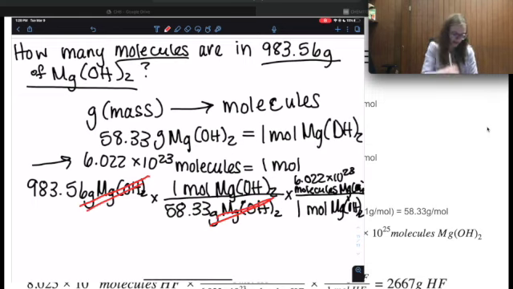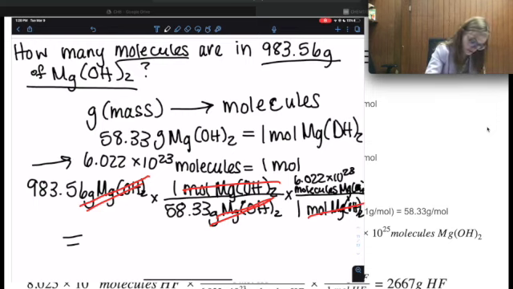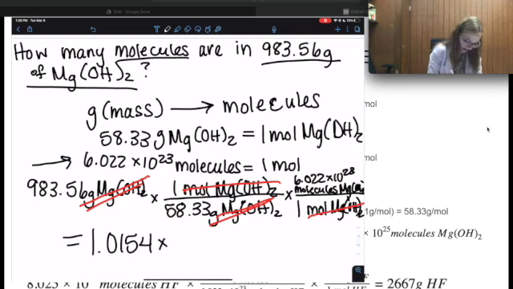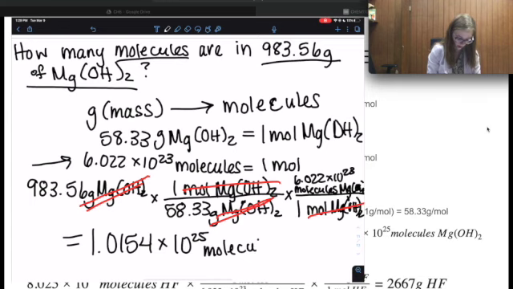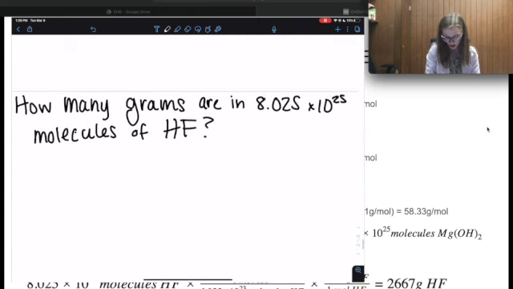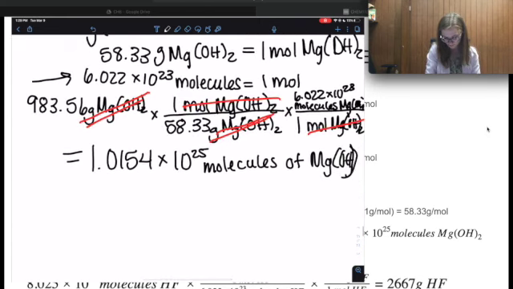Okay? So if I double check my units again, my grams still cancel out. Grams on top, grams on bottom, canceled. However, now I have moles on top, moles on bottom. Those cancel out, and I'm left with molecules, which is where I was trying to go. So if I finish typing all of this information into my calculator, I'm going to end up with 1.0154 times 10 to the 25 molecules of MgOH2.